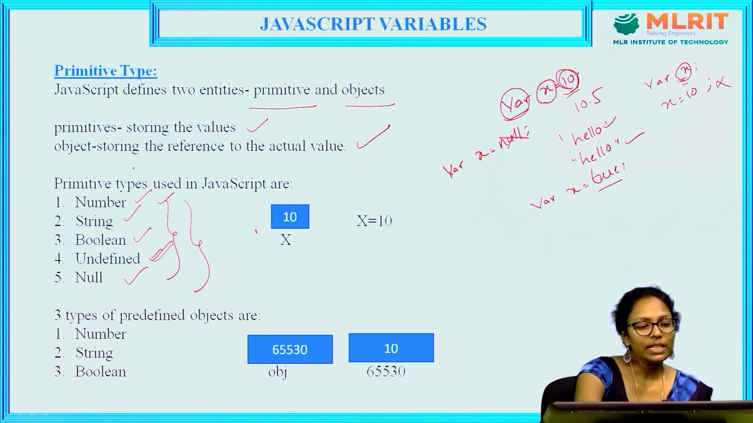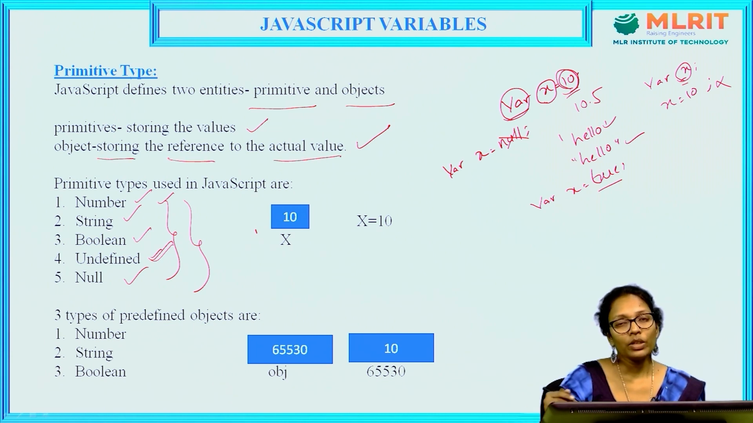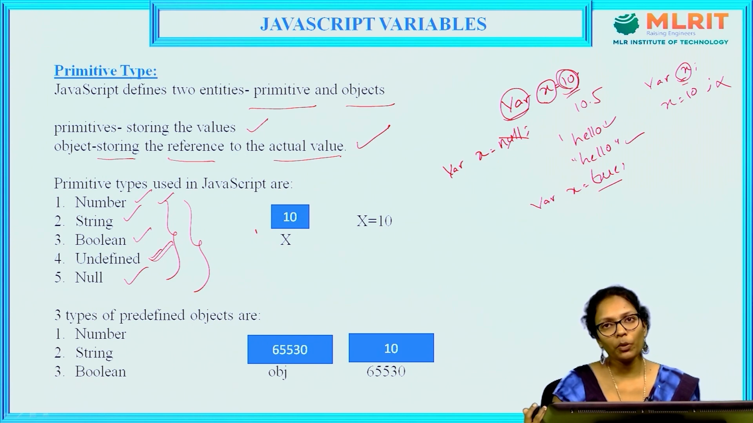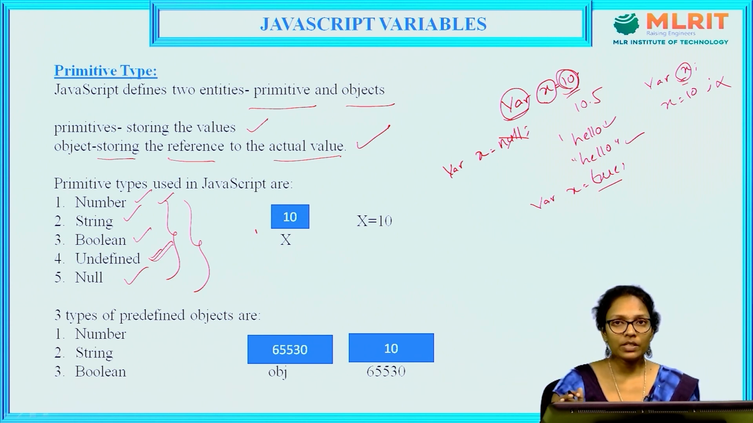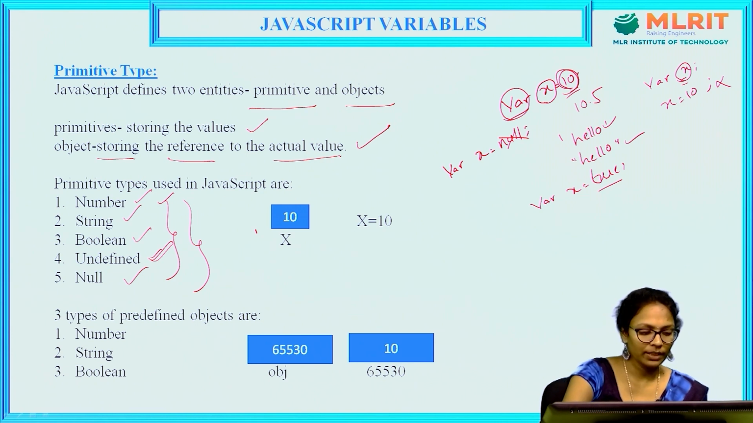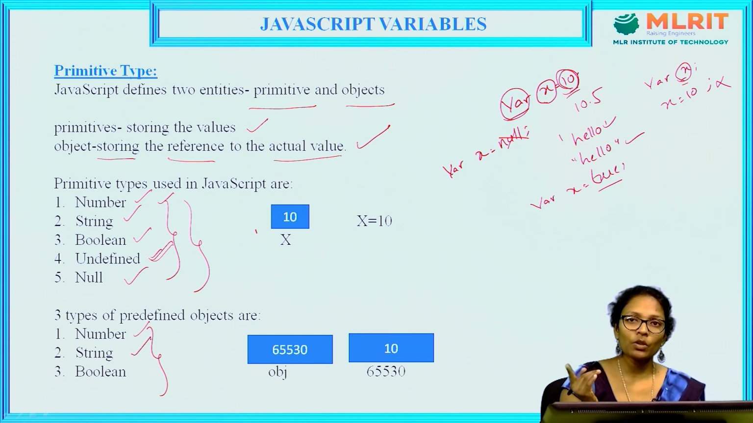And coming to the second type, it is object. An object will store the reference of the actual value. It's like a pointer. In C we have pointers which store the address of another variable. Here an object also does the same thing, it stores the reference of the actual value. To store the reference, we have three types of objects here: number, string and boolean. Number will store the address of another number, string will store the address of another string, and boolean will store the address of another boolean variable.